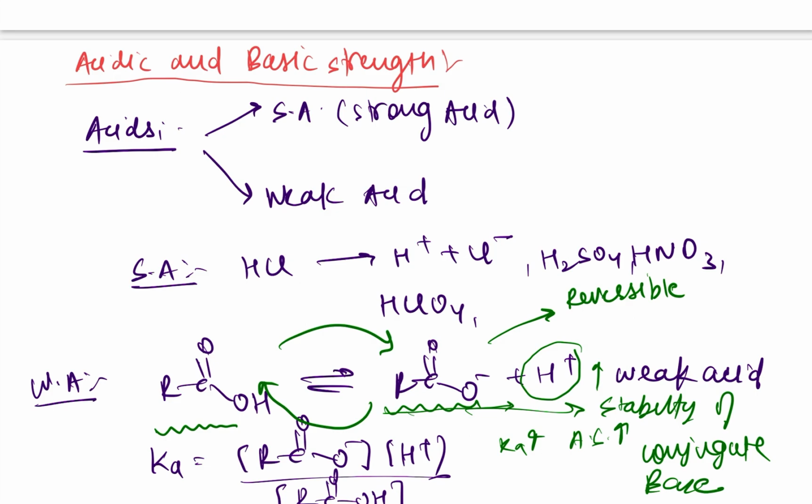If this anion is stable, the reaction is going in more forward direction. If this anion is less stable, the reaction is going less in the forward direction. What I mean to say is, this is acid and this is conjugate base. The more stable the conjugate base, the more it goes in the forward direction, and the stronger will be the acid. That's how we determine the acidic strength.